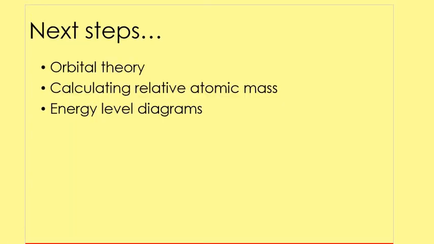I hope you found this useful. It's just been a quick refresher of atomic structure and some of the key points. If you have any questions, feel free to leave them in the comments. And if you're interested in the next steps, you could start reading about atomic orbital theory. You could go and refresh your memory on calculating relative atomic mass and look at how you could do that from isotopic mass. You could also have a look at energy level diagrams and how to draw those to represent the arrangement of electrons around an atom.